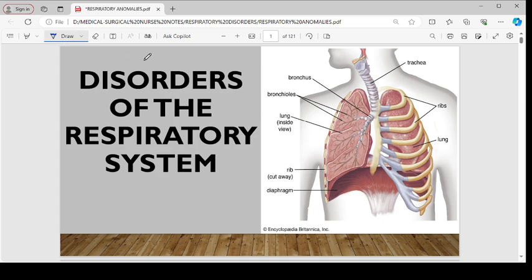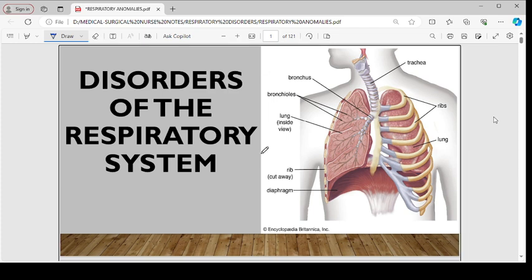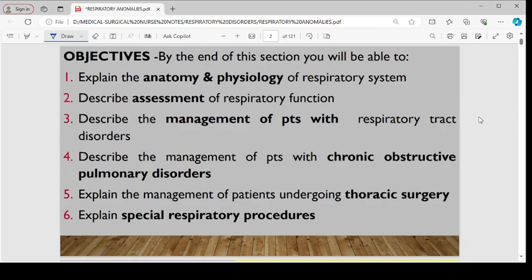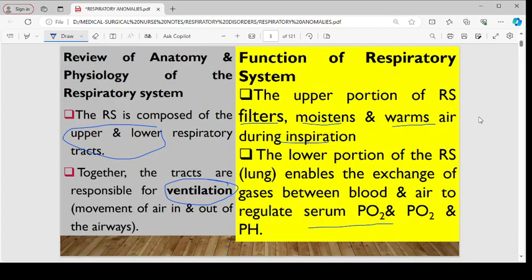Today we are going to look at the disorders of the respiratory system. In this case, we have objectives. We look at the anatomy and the physiology, look at the assessment, and then review the management of different respiratory disorders.